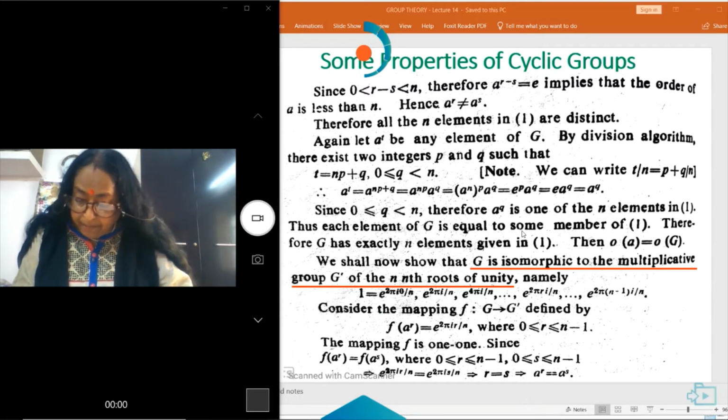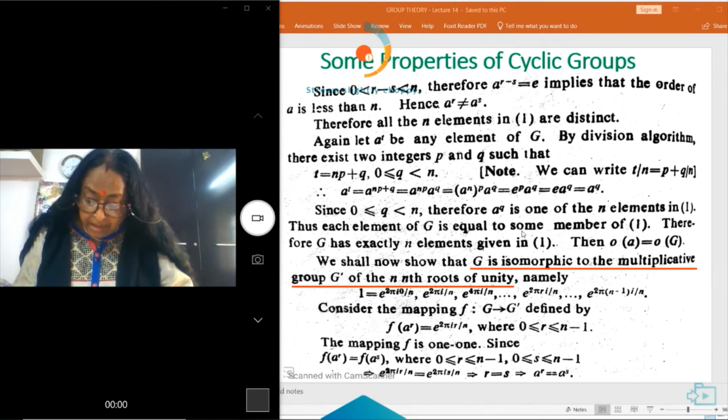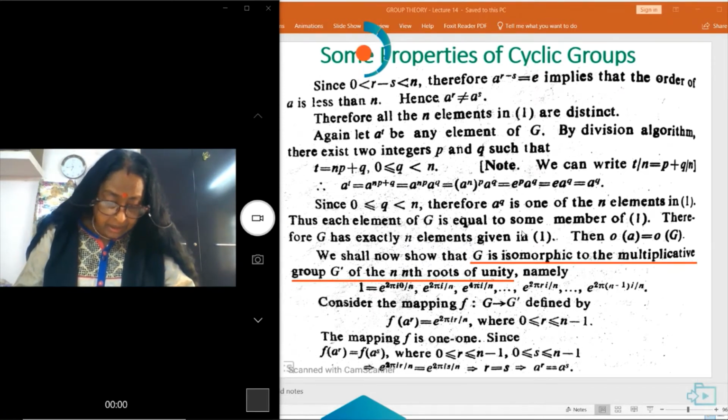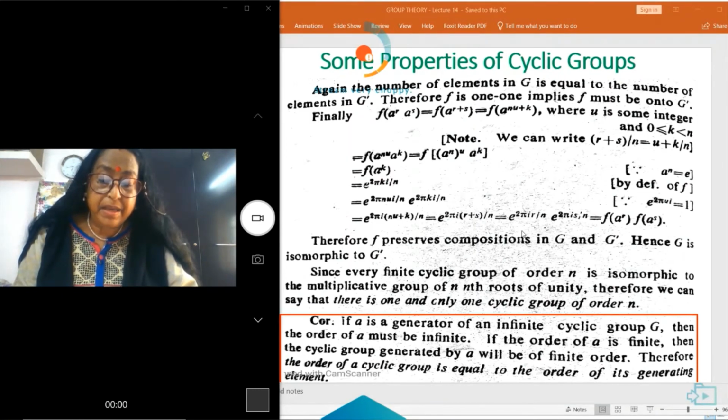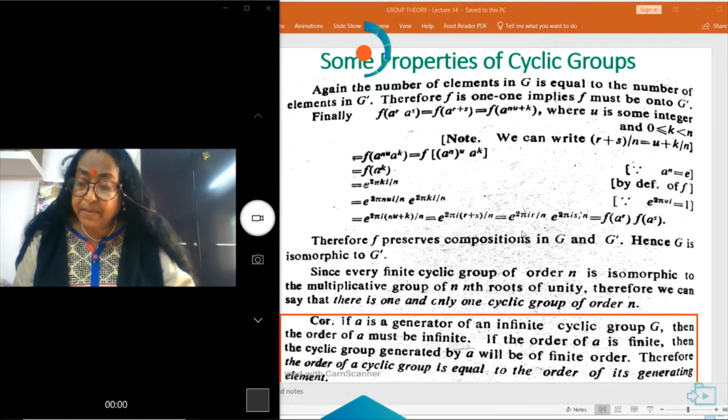The mapping f is one-one, since f of a to the power r is equal to f of a to the power s implies that e to the power 2 pi i r by n is equal to e to the power 2 pi i s by n. This implies r is equal to s, that is, a to the power r equals a to the power s. Again, the number of elements in G is equal to the number of elements in G dash. F is one-one implies f must be onto G dash.